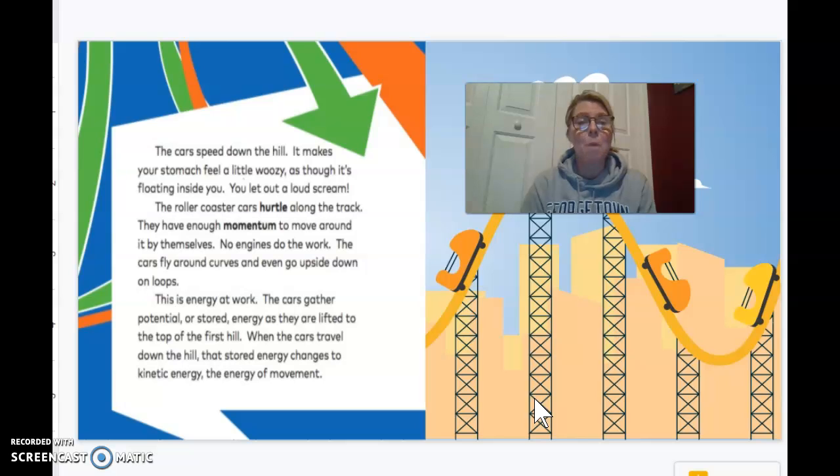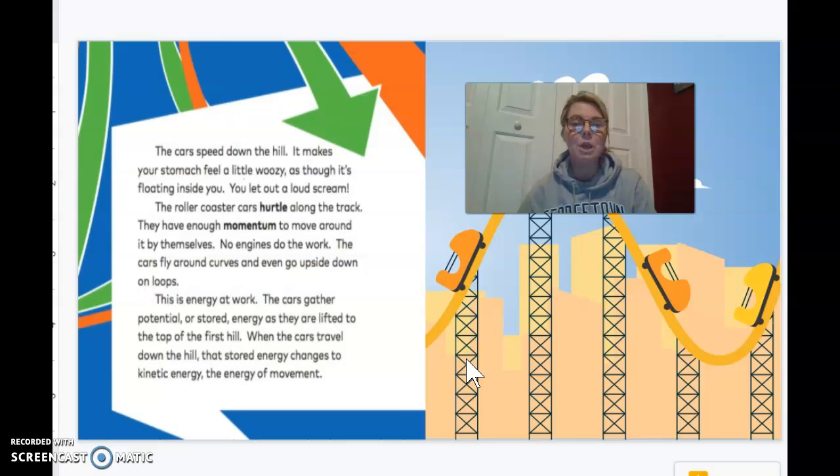They have enough momentum to move around it by themselves. No engines do the work. The cars fly around the curves and even go upside down on loops. This is energy at work. The cars gather potential or stored energy as they are lifted to the top of the first hill. When the cars travel down the hill, that stored energy changes to kinetic energy, the energy of movement.